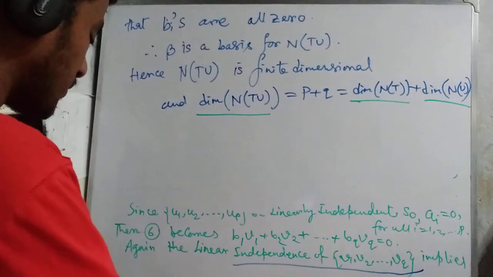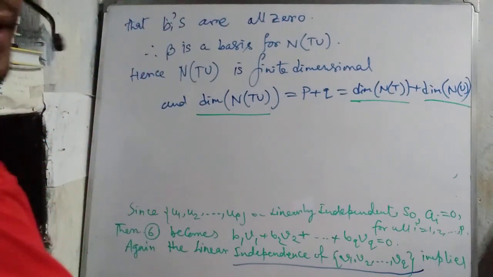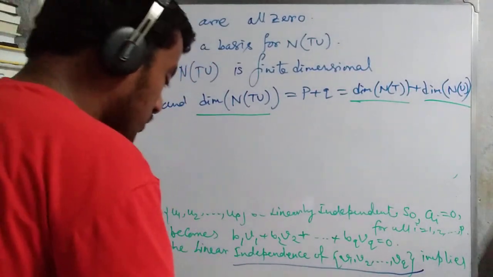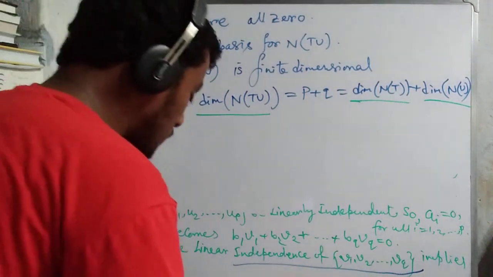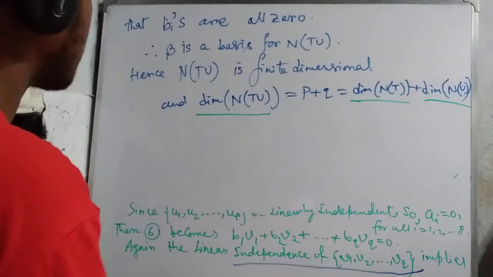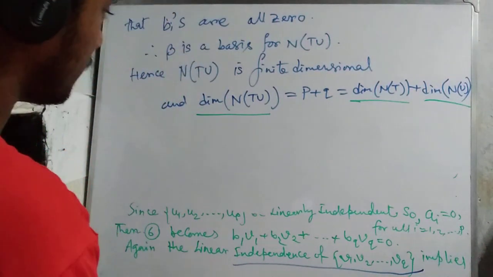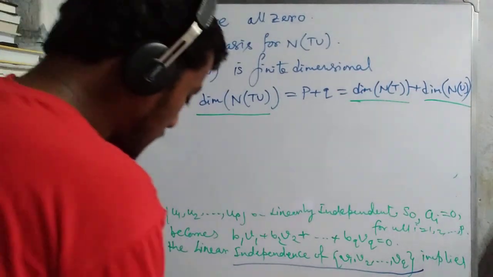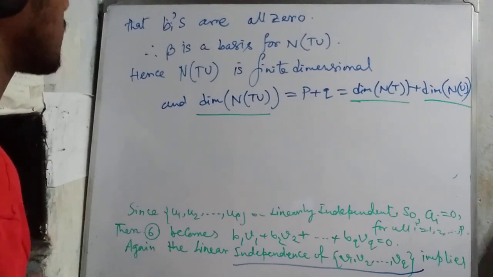Now we stop here. Today we discussed two lemmas. One lemma says that T minus cI, this operator, is onto for any complex number c. And the second one is that the dimension of the null space of TU equals the dimension of the null space of T plus the dimension of the null space of U. This one we discussed today.